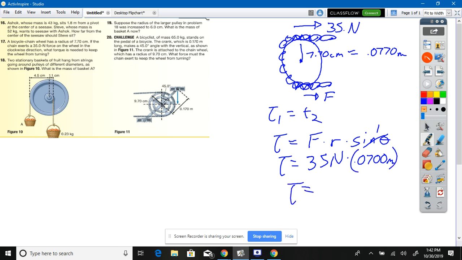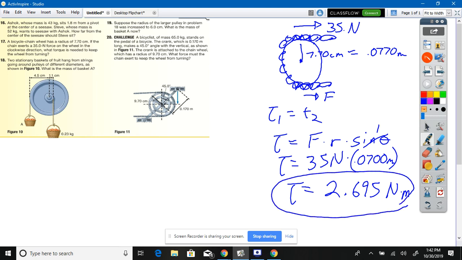What'd you guys get? Yeah, 2.695 Newton meters. Okay. Newton meters is going to be important, people, because when we get into things called energy and power, Newton meters are actually joules. It's actually energy. Okay. All right. In other words, it's got to be the same on both sides.